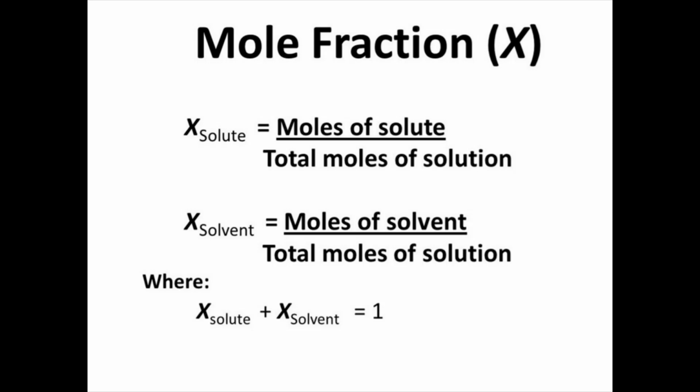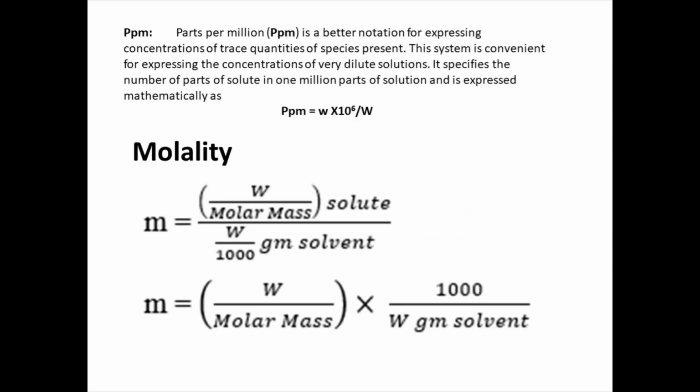X solute plus X solvent equal to 1. Simply we can say it as X solute equal to N solute by N solution, the number of moles of solute by moles of solution. If it is for solvent, N solvent by N solution. So total becomes always 1.